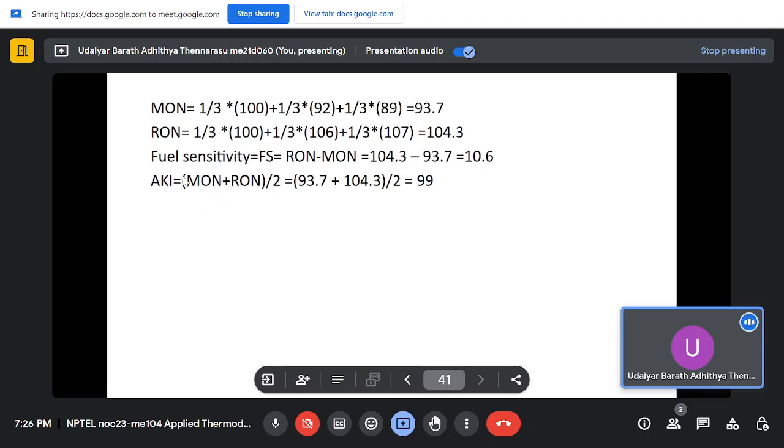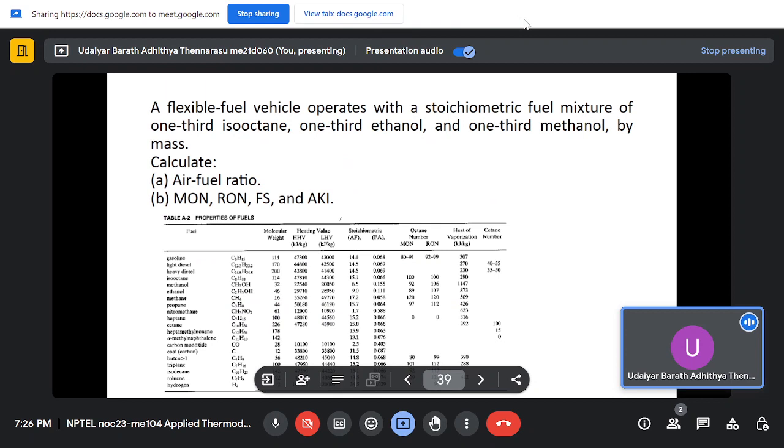Next, the anti-knock index is MON plus RON divided by 2, so it is the average of the two values. It will be 93.7 plus 104.3, divided by 2, which gives me 99. So the anti-knock index is 99. We have found the air-fuel ratio, MON, RON, the fuel sensitivity and the anti-knock index. So everything has been found.